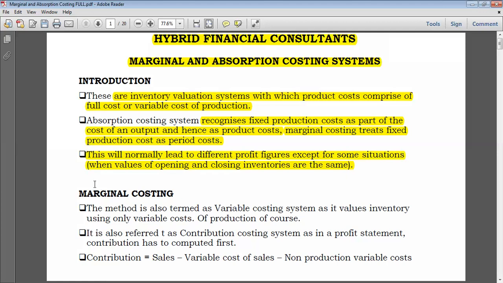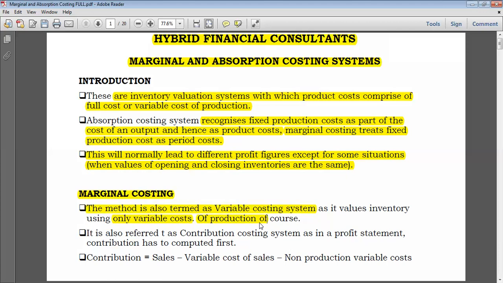So let's shift our focus to marginal costing. I think you have spoken a lot about this. You can just go fast now. So as I said, marginal costing, first of all, is also termed as variable costing system. Why is this also called variable costing system? This is because it values inventory using only variable costs of production. That's obvious. When valuing inventory, you would obviously use cost of production.